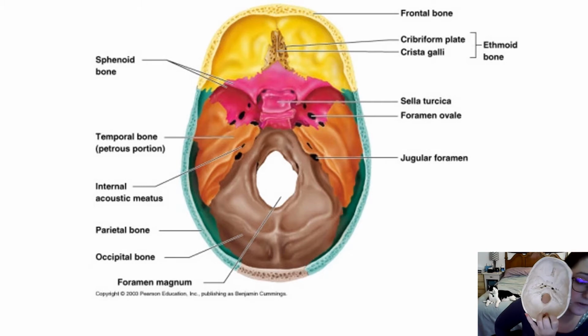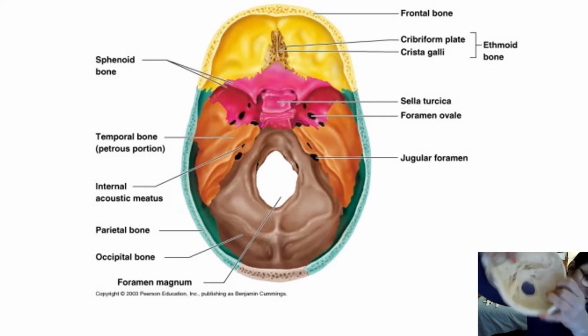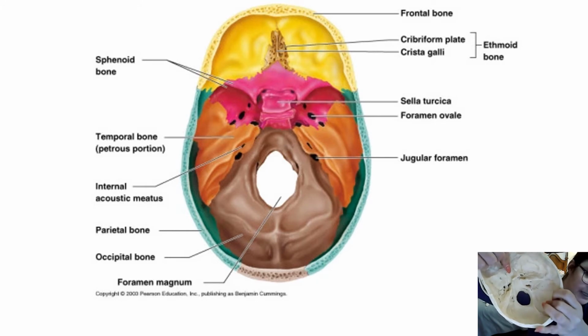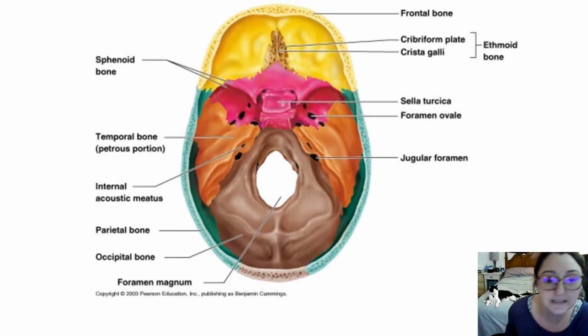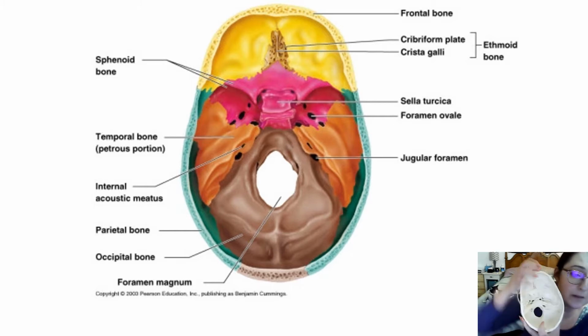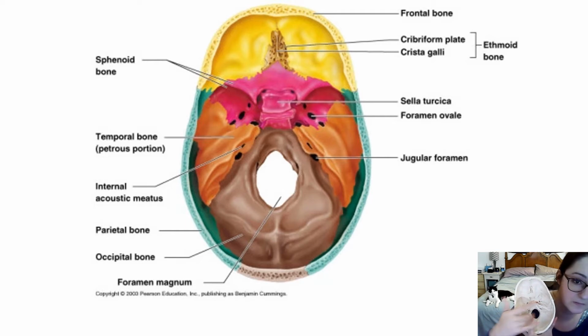If we move down a little further, you can see in pink on this graphic that the next bone is the sphenoid bone, directly in the middle. And if you can see here, that is the sella turcica. Sella turcica translates into Turkish saddle. So it has this nice little kind of ridge to it. It's pretty interesting looking. The next bones that are going to make up the middle here are going to be the temporal bone, a little bit of your parietal bones on the sides, and then of course your occipital bone.